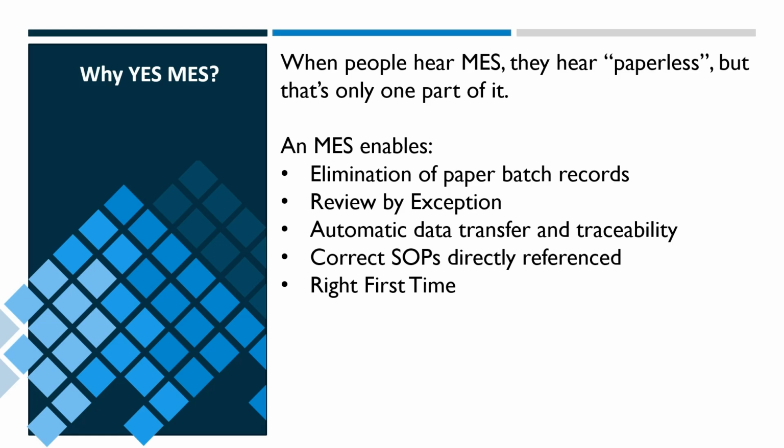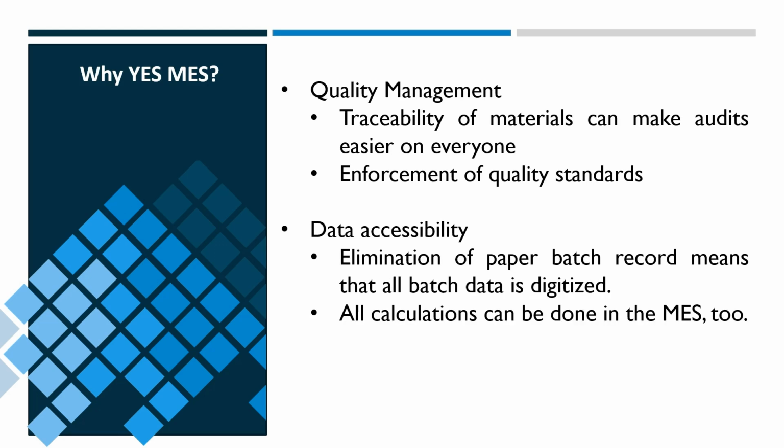It allows for automatic data transfer and traceability. This is something that you often see in process control systems too. As we stated before, it directly references your current SOPs, which completely eliminates any defects caused by someone using an incorrect SOP or just anything that's out of date, and also right first time. With quality management, the traceability of materials can make audits better for everyone and also help with your performance metrics. And it also can help you enforce your quality standards on the floor.